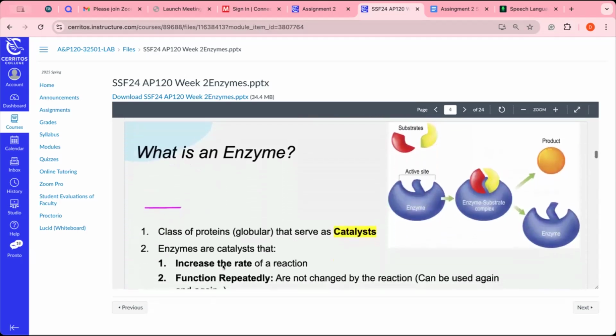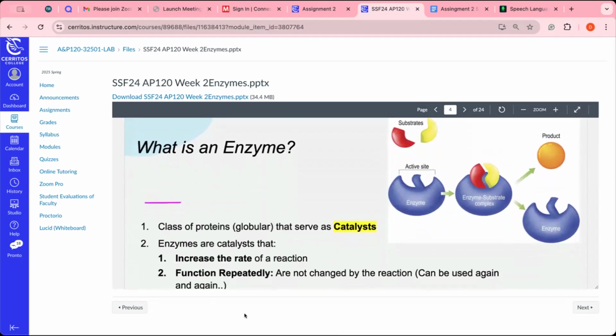Now, what is an enzyme exactly? Well, enzymes are a class of proteins. They're globular proteins that serve as catalysts. So catalysts, remember, are substances that influence the speed of reactions. They can slow them down or they can speed them up. Usually they speed them up. So they increase the rate of a reaction and they function repeatedly.